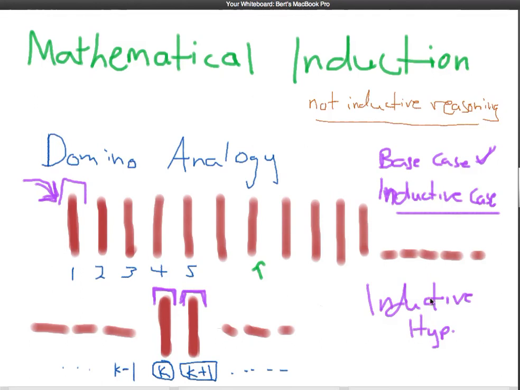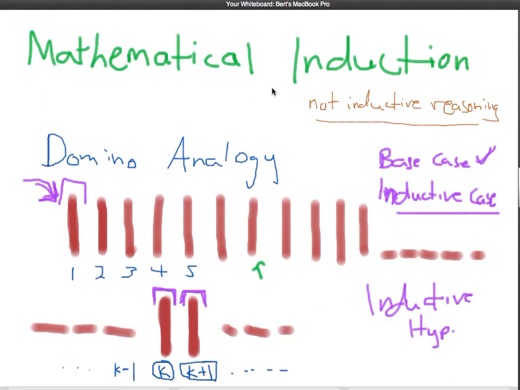The inductive hypothesis is just the hypothesis that the antecedent is in fact true. So I say, assume that k in fact has fallen over, and then I'm going to argue that the next domino beside it has fallen over as well. So the inductive hypothesis is that k, the antecedent of the conditional, is in fact the case, that it does in fact have the property. So let me just end on that note.